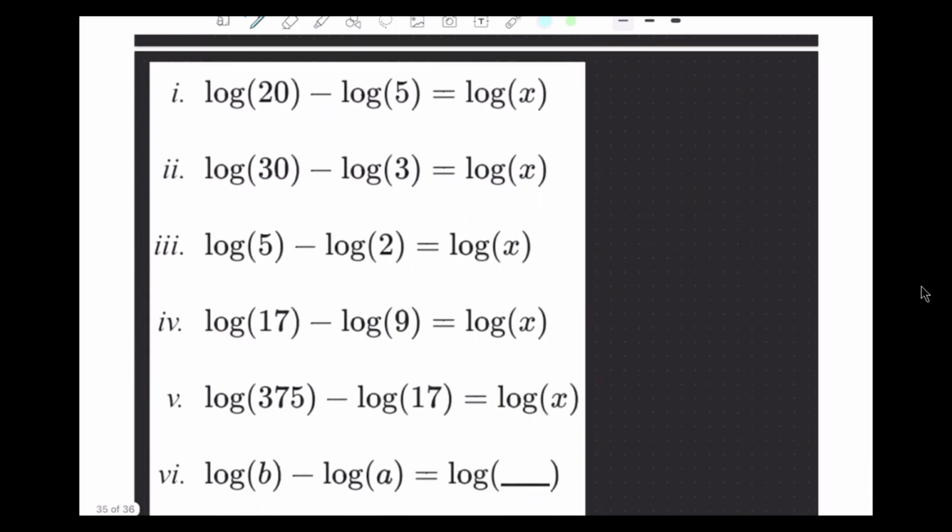All right. What do you think is going to happen on these ones? What property are we going to use? I'd say addition. Yeah. The quotient one, right? Exactly. Division. So what are we going to get for number 1? What are we going to get for x? X is going to equal? Yeah. What are we going to get for number 2?